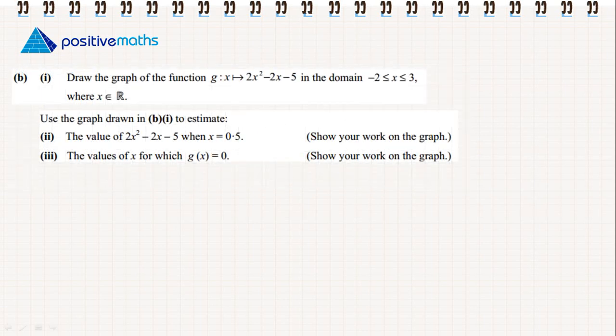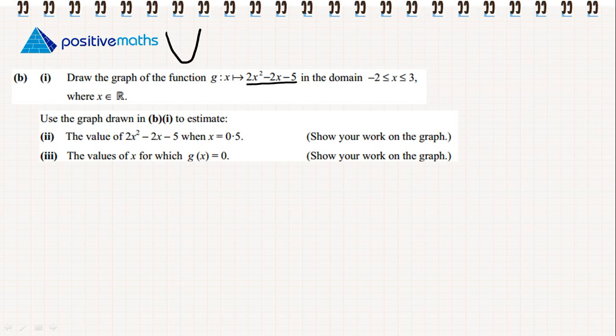Part B. We're asked to draw the graph of the function 2x squared minus 2x minus 5. In the domain, minus 2 is less than or equal to x is less than or equal to 3. So the first thing we want to notice is that we have a quadratic function. The next thing we're going to notice is the coefficient of x squared is positive. So that means we should expect our graph to look like this.